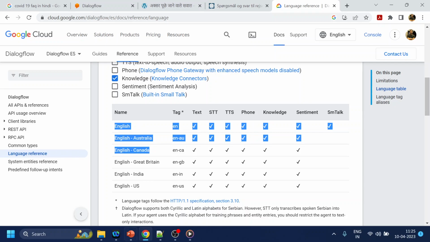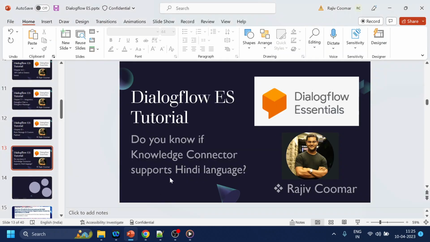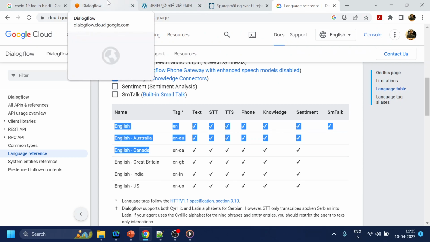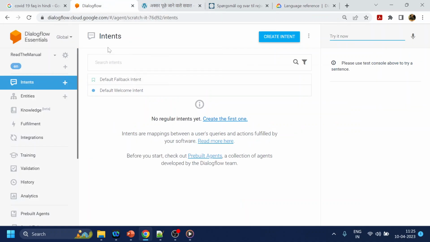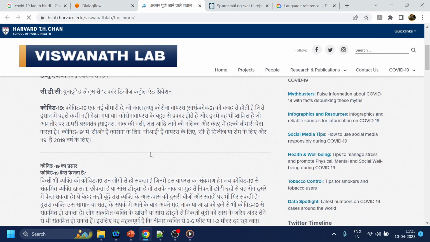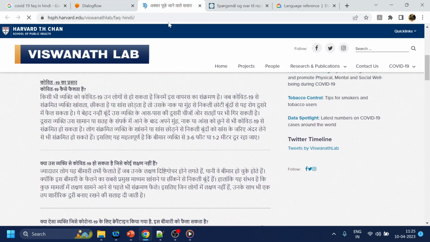Now we are going to do something of a daredevil question. Does the knowledge connector understand the Hindi language? For that, I'm going to do a small experiment. For the benefit of time, I have already opened an FAQ which is in Hindi. This is one of the FAQs which I have found. You can see it over here.